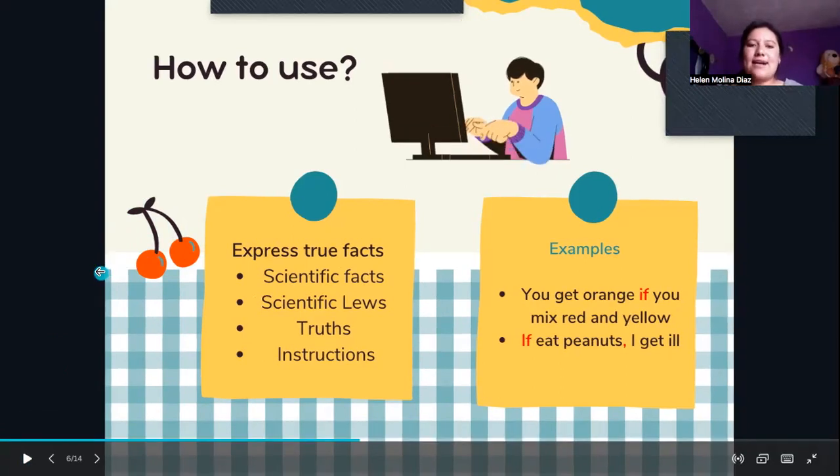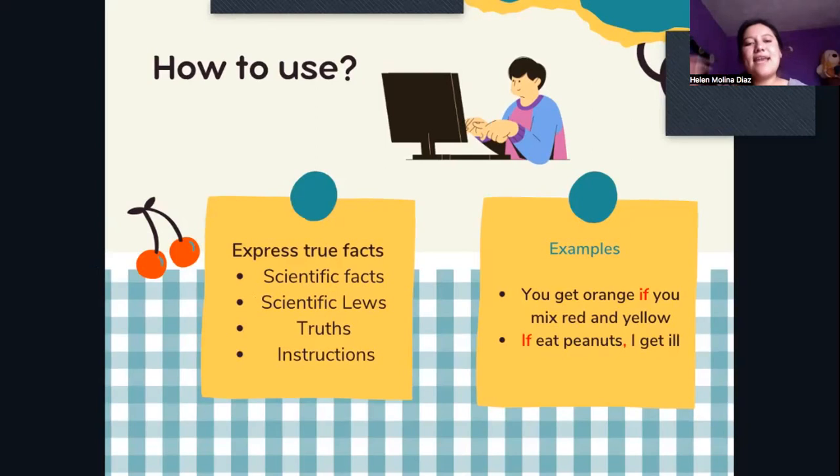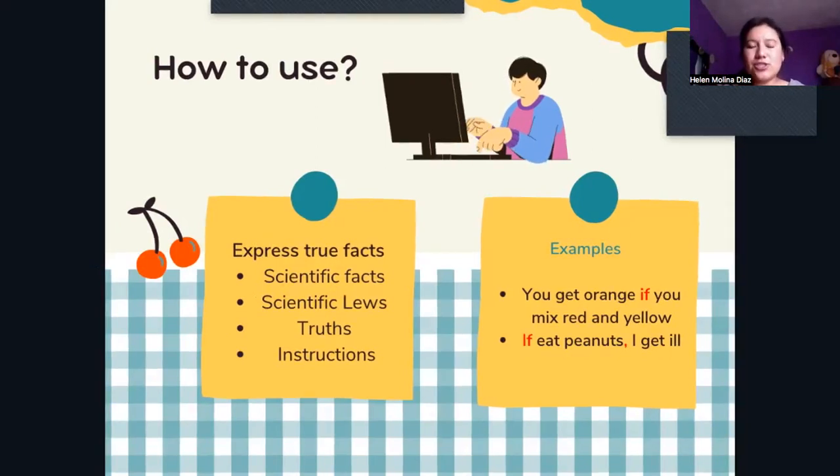How to use it? Expressing facts, science facts, science laws, truths, instructions. For example, you get orange if you mix red and yellow. In Spanish: tú obtienes naranja si mezclas rojo y amarillo. In this structure, the comma is not necessary. The next example is: if it rains, it gets cold.